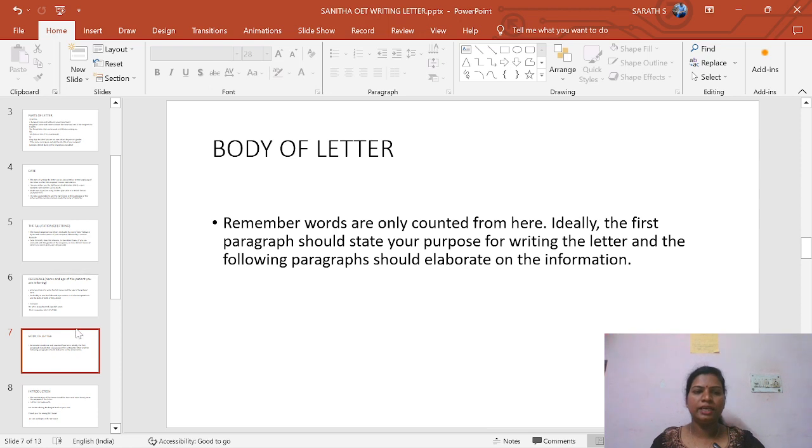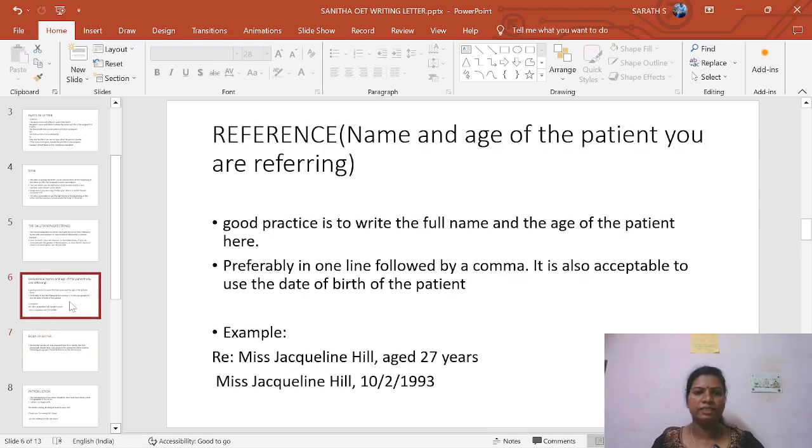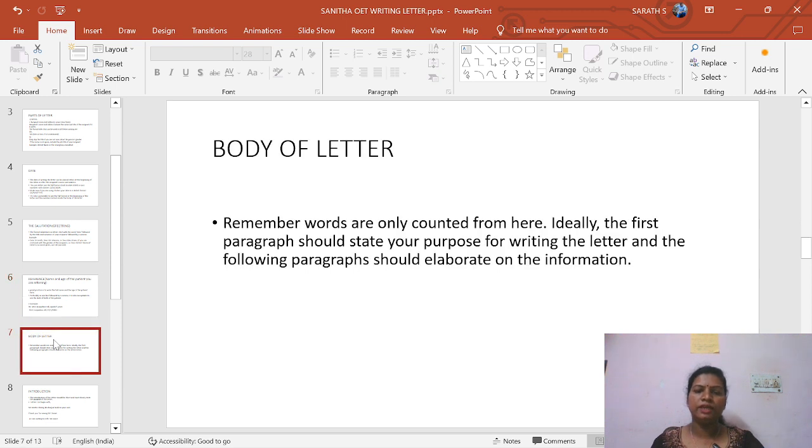Next one is body of letter. Next one we discussed about the reference. Next one is body of letter. Remember, words are only counted from here. Here I already told you, you have to write a letter within 180 to 200 words count.